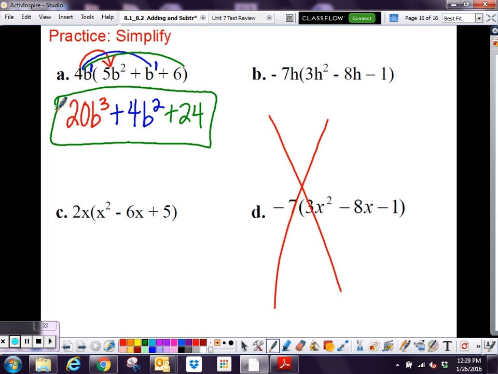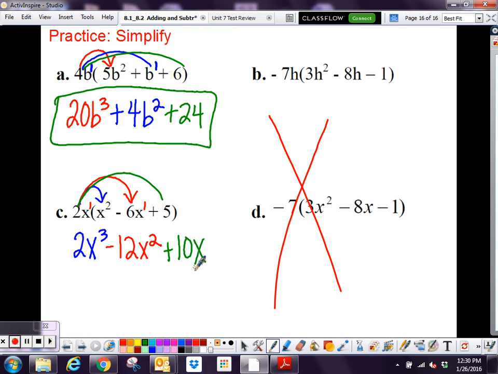Now let's go down to C, and this will be the last one we do. So I've got 2x times x squared, so that's going to get me 2x cubed if we add the exponents. I have 2x times a negative 6x, so it's going to be minus 12x squared. Don't forget about those ones. Okay, and then I have 2x times 5. That one's easy because I just do 2 times 5, which gets me 10x. Make sure you don't have any like terms, and if you don't, there's our answer.